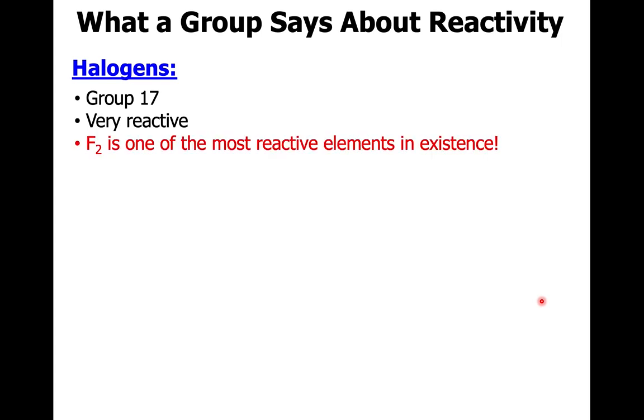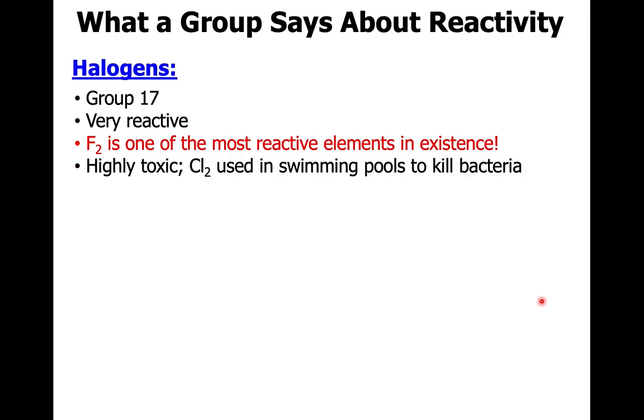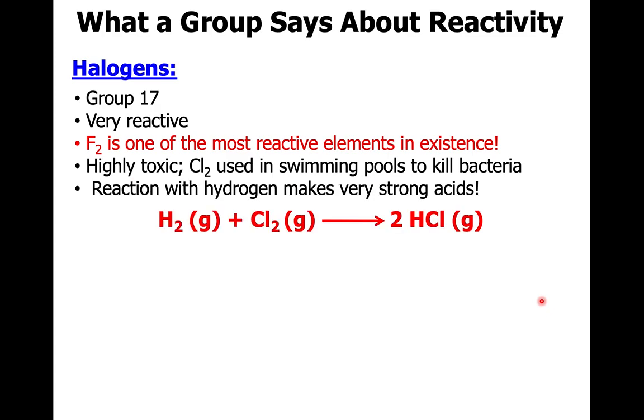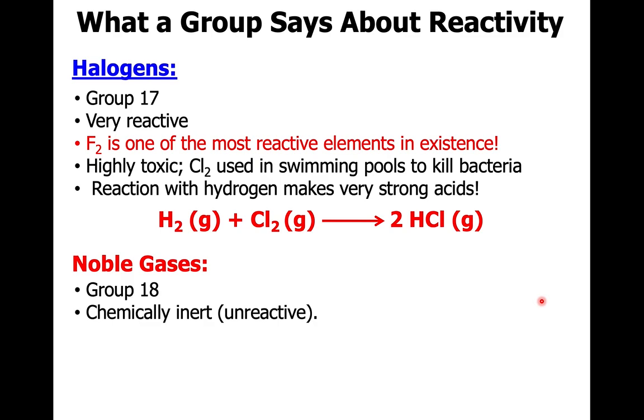Then we go almost all the way over to the far right of the periodic table. The halogens are also very reactive. F2 is one of the most reactive elements in existence. Cl2 is highly toxic and is often added to swimming pools to kill bacteria. The reaction between Cl2 and H2 makes a strong acid. H2 plus Cl2 gives us HCl. If we introduce this to water, we get the strong acid, hydrochloric acid.